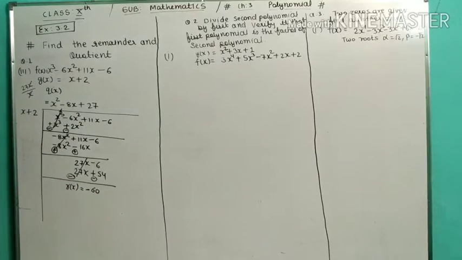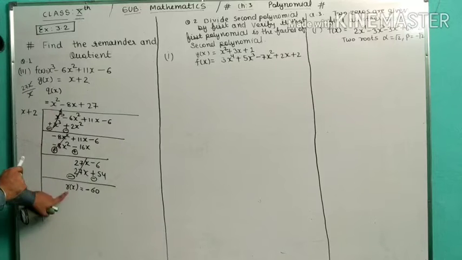Hopefully you understood this question. The important thing is that the first term is divided by the first term of the divisor. Whatever answer we get, that answer is multiplied with both terms of the divisor, x plus 2.